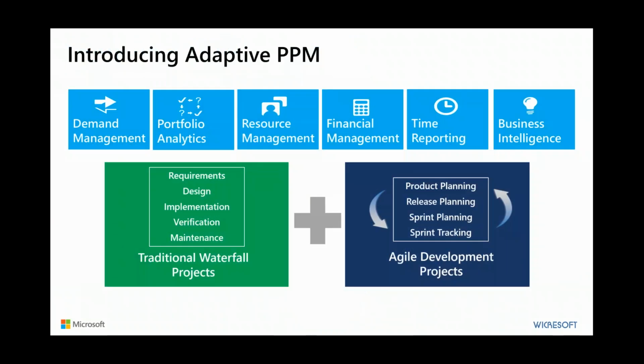So if we introduce adaptive PPM, PPM has to do certain things as we see across the top. Demand and intake management, ideation, portfolio analytics and analysis and optimizing portfolios. You got to manage your resources, you got to manage the financials. Many have to do time reporting so they can capture labor and do things like CapEx and OpEx reconciliation, and even the reporting and business intelligence across it all. So to do that, you have to be able to accommodate the execution level of traditional waterfall projects and agile projects, or some mix of variation thereof.